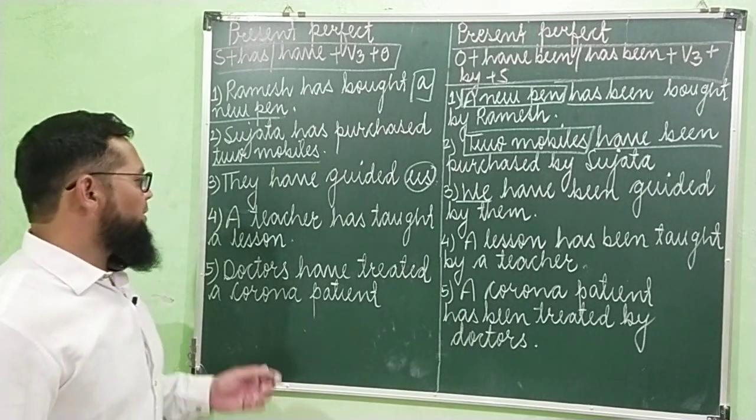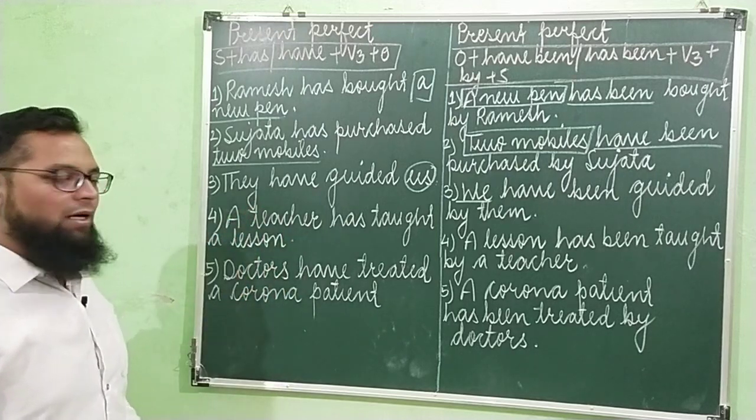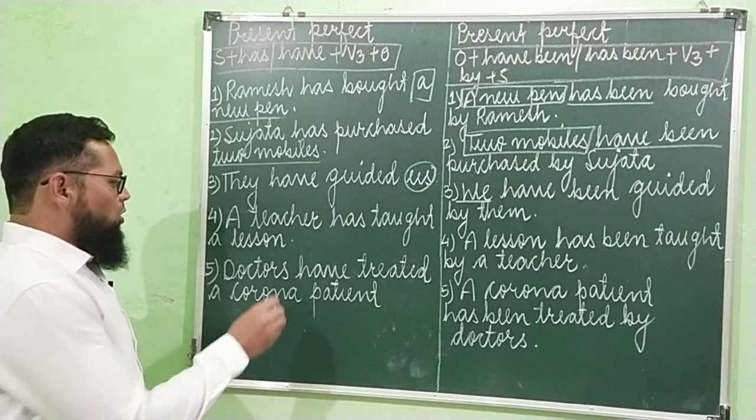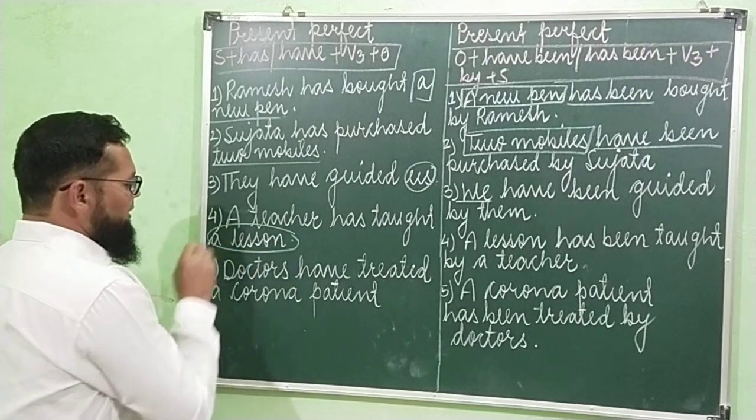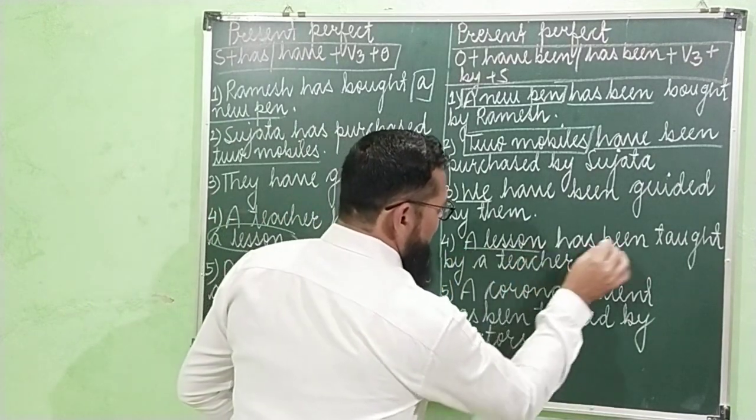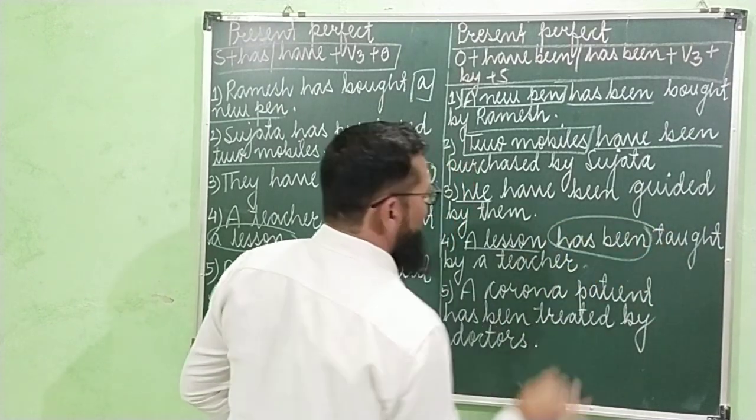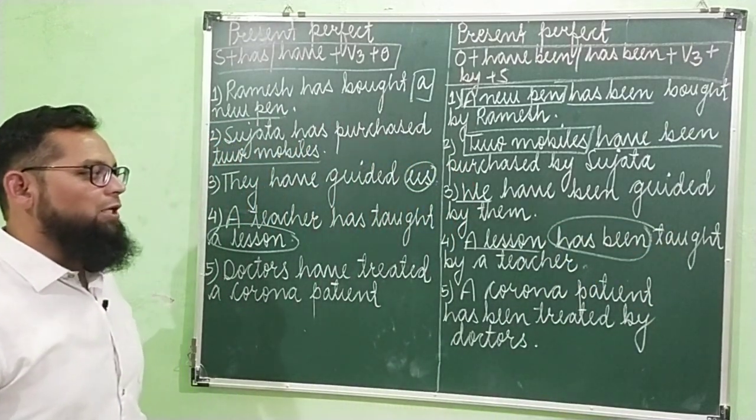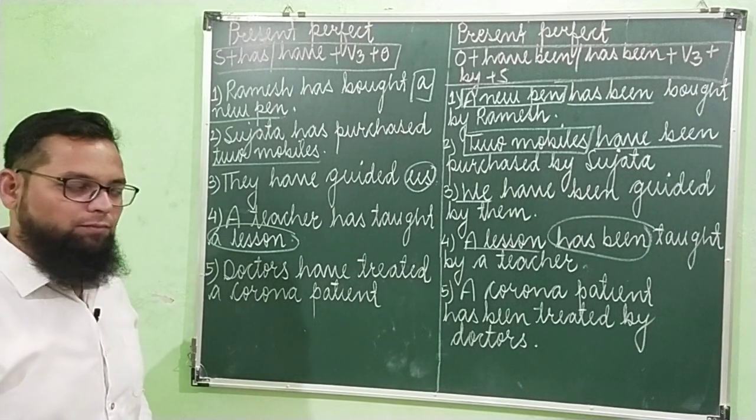The next example, a teacher has taught a lesson. Here what is the object? A lesson. And a lesson is also singular. So with the object a lesson, we have to use has been. A lesson has been taught by a teacher.